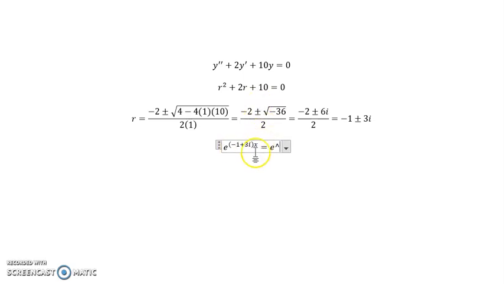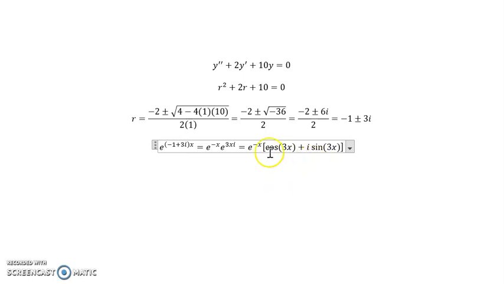X times -1 is going to be -x. And then the other exponential will be 3xi. And we're going to apply Euler's formula to the complex portion, which will then give us cosine 3x plus i sine 3x.